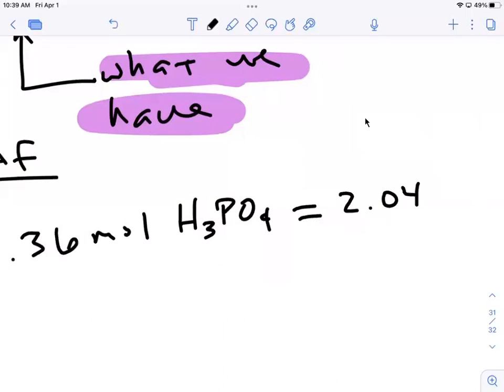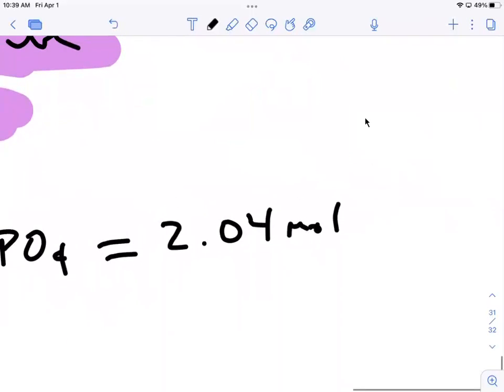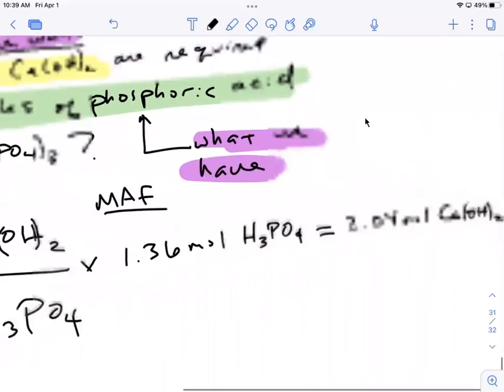2.04 moles of calcium hydroxide. Yes. 2.04 moles of calcium hydroxide.